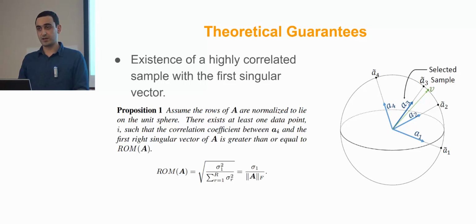Also, we have shown that there exists at least one sample which is highly correlated with your singular vector. So this means that we are using the singular vector as the guide, and we have a highly correlated sample with it. And because the singular vector is not changing much after adding outliers, the outcome of our selection algorithm also will not change after adding outliers.